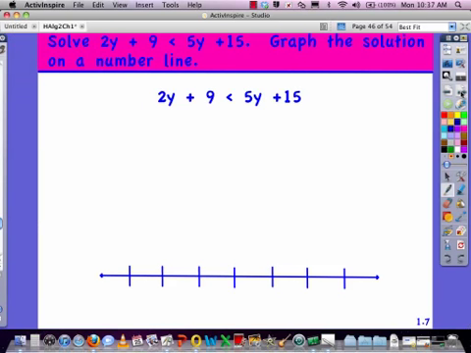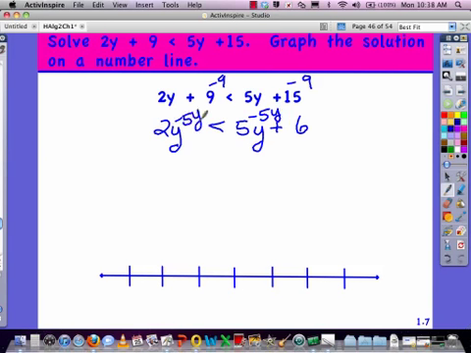Here is just a basic inequality that has 2 variables and 2 unknowns. It's going to be solved very similar to our equations, and that was choose which side you want your variables on. Variables one way, numbers the other. I'm going to subtract 9 from both sides. When I do, that leaves us with 2y is less than 5y plus 6. I'll bring the 5y to the other side by subtracting. Now we will have a negative 3y is less than 6.